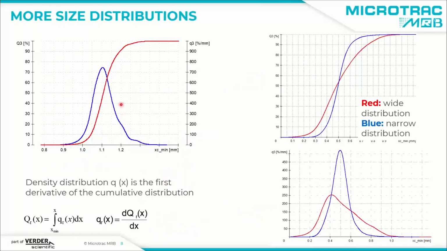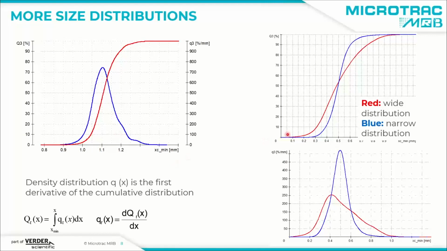Sometimes you will see distributions that look like this bell-shaped curve here. This is what we call a density distribution, and that's the first derivative of the cumulative distribution. Or the cumulative is the integral of the density distribution. Here you can see the size range and the two curves.